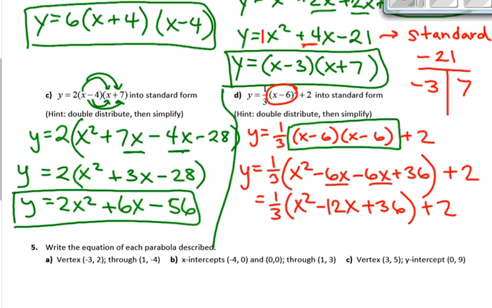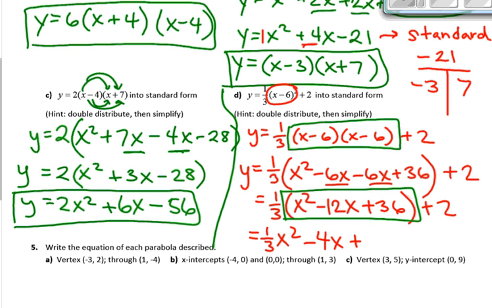Now we have that 1/3 times everything that was in parentheses. Notice what I wrote in that green box is the same as this green box. So I have to multiply by 1/3 before I can add the 2. So make sure you follow PEMDAS. So now when I multiply by 1/3, you get 1/3 x squared. And when I multiply by 1/3, that means I'm really dividing by 3. So 12 divided by 3 is 4x. And then plus 36 divided by 3 is 12. Now you can take away the parentheses and add that 2. So then that 12 plus 2, we can just rewrite as plus 14. And now that is in standard form.